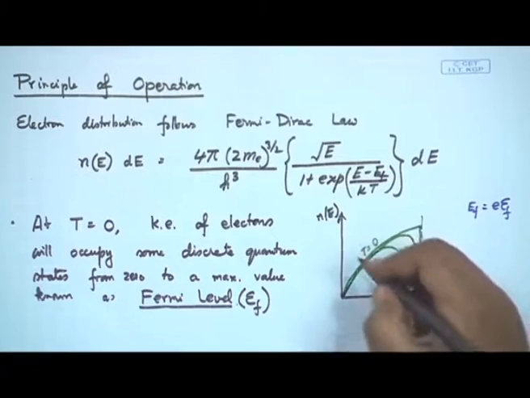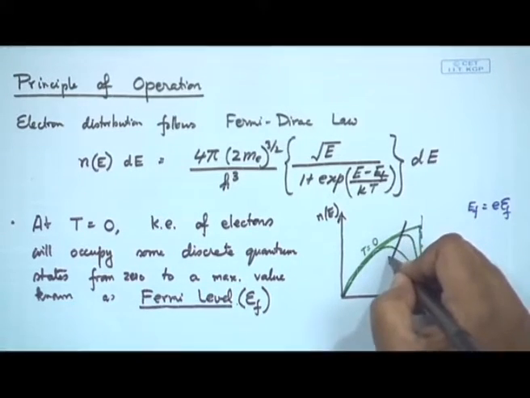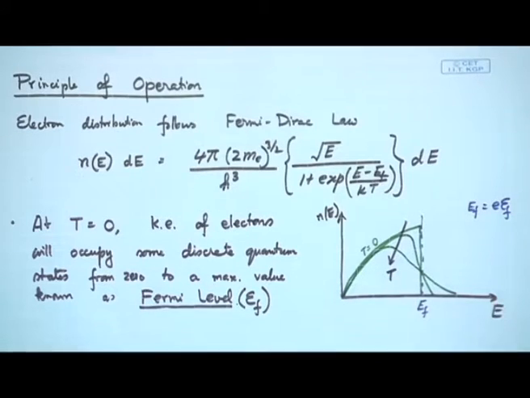As I keep on increasing the temperature, in this direction T keeps increasing. As the temperature goes beyond absolute 0, some of the electrons, especially the outer ones, will have enough energy and will vibrate around the Fermi level. Some of them will have energies above the Fermi level, and most of them will keep vibrating, and this amplitude of vibration keeps increasing as we keep increasing the temperature.